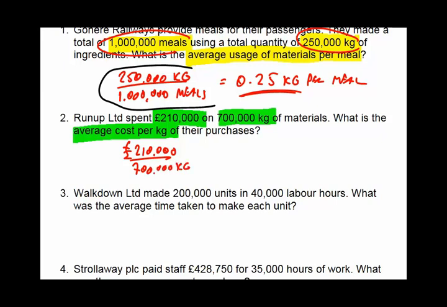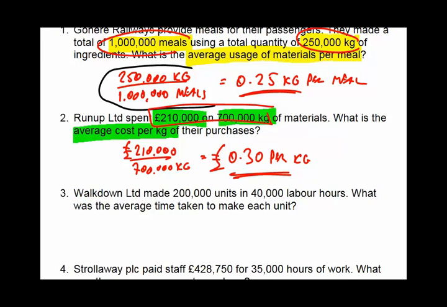700,000 kilograms. Now if you do that on your calculator, 210,000 over 700,000 gives me a figure of 0.3 on my calculator. Now remember, this is the pounds per kilogram, so 0.3 is 30 pence, isn't it? So each kilogram costs them 30 pence. And you can again apply a bit of logic to the figures you've used here. If 700,000 kilograms cost a lot less than £700,000, then each kilogram must be costing less than £1, mustn't it?